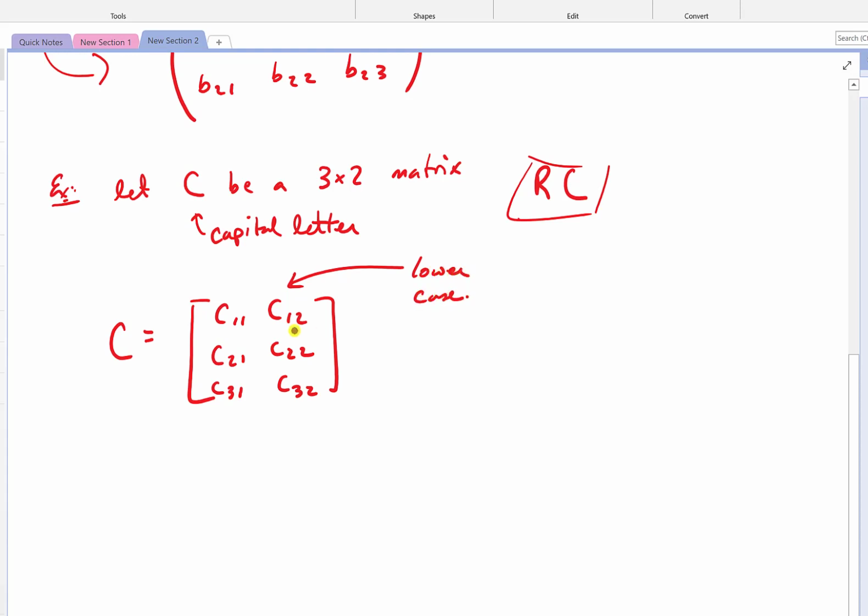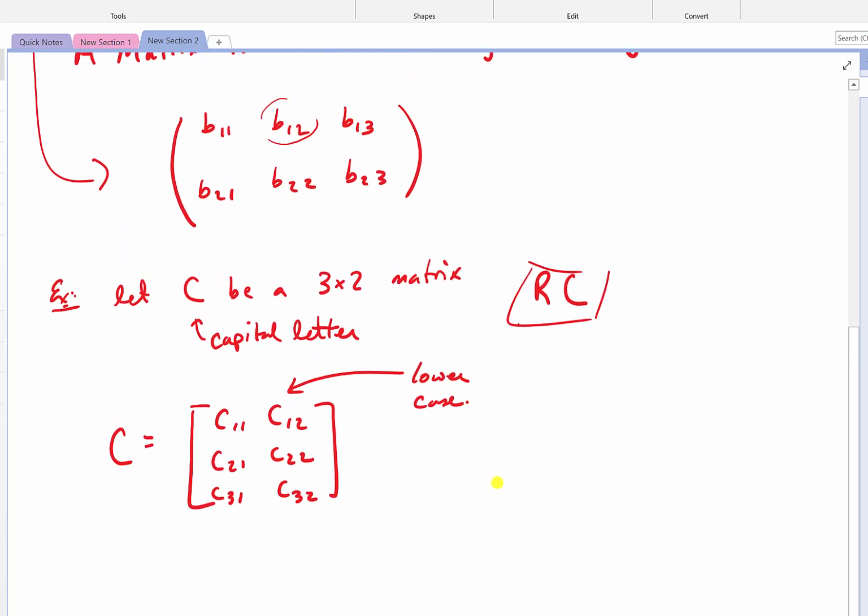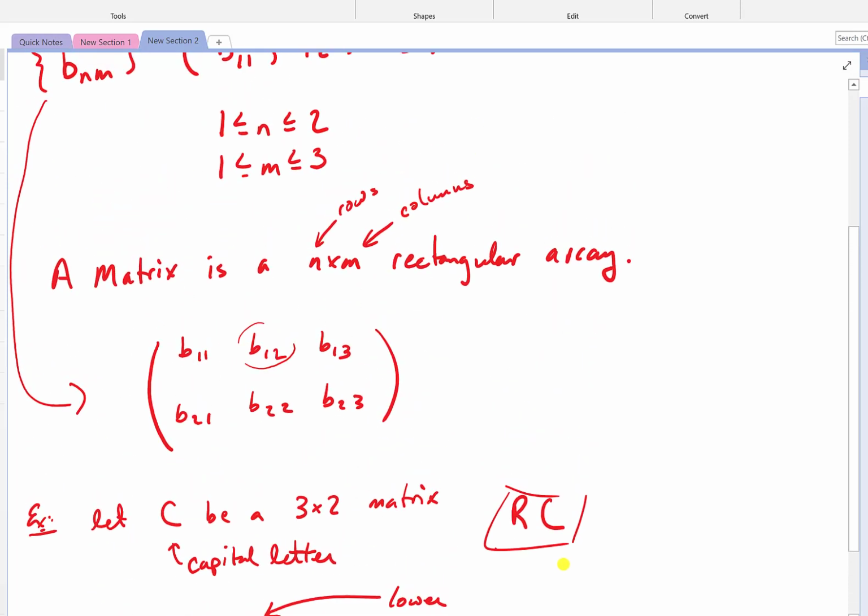When we talk about the actual entries, in fact each one of these is called an entry. When we talk about the entries in a matrix, we usually denote those with lowercase letters, as opposed to the entire matrix itself, which we denote with a capital letter. The other thing you'll notice is that when I wrote out matrix B, I did it with a large parentheses, whereas when I wrote out matrix C I did it with a large bracket. There's no special distinction between the two. Authors jump back and forth, and I will do the same. It's just a matter of preference whether you use parentheses or brackets to arrange your n by m rectangular array.